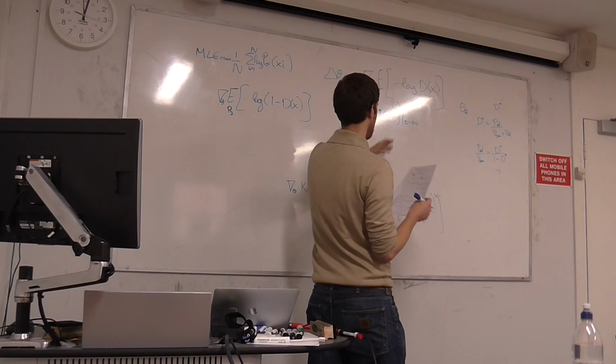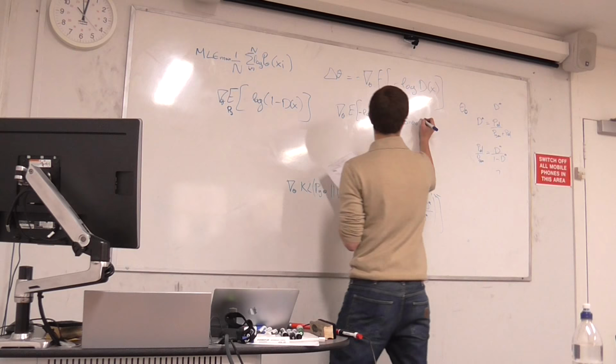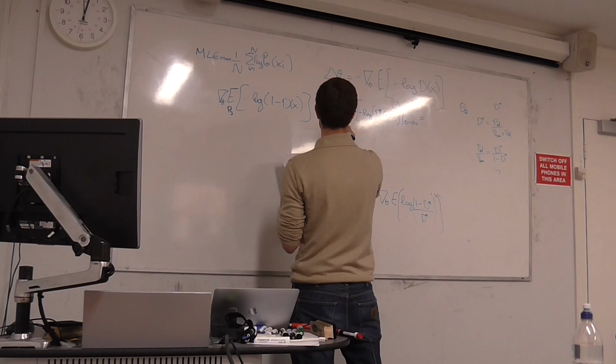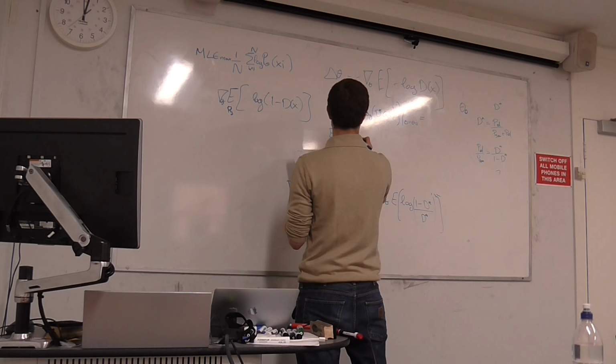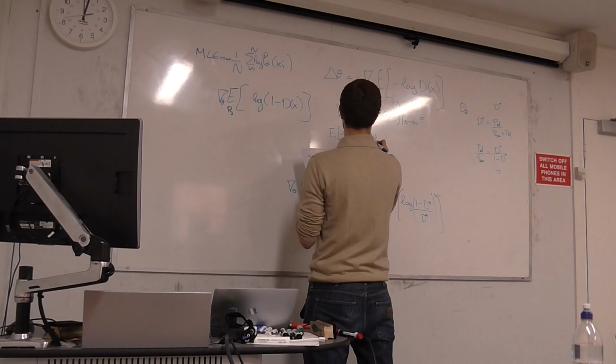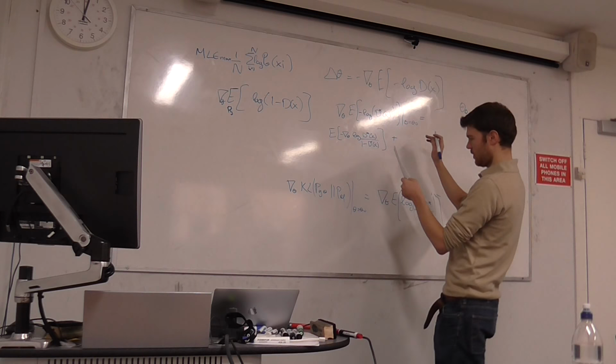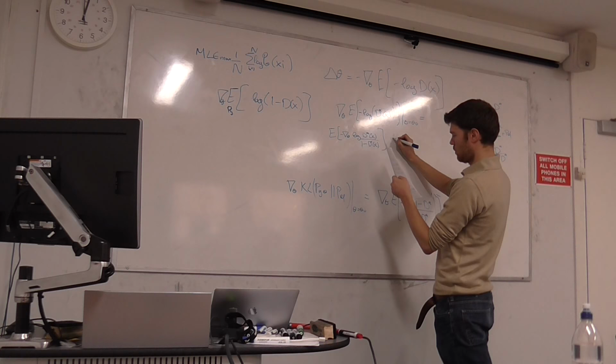So that will be, and then we can also move the gradient inside, because this is a linear operator, right? So then, minus log D star x, 1 minus D star x. And then plus or minus is a minus. No, sorry, plus.